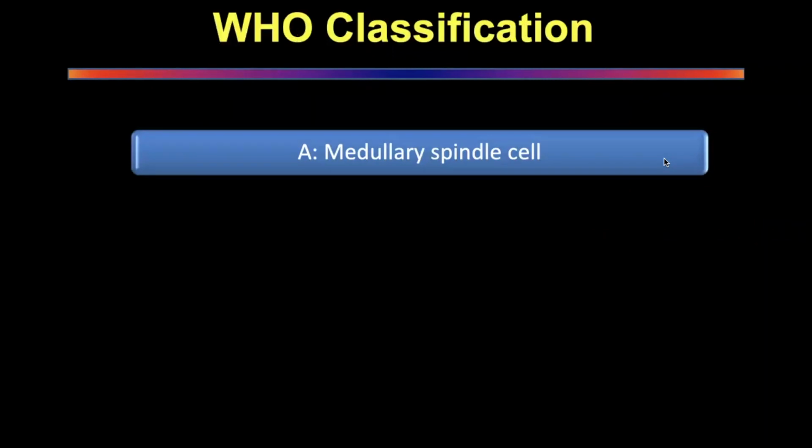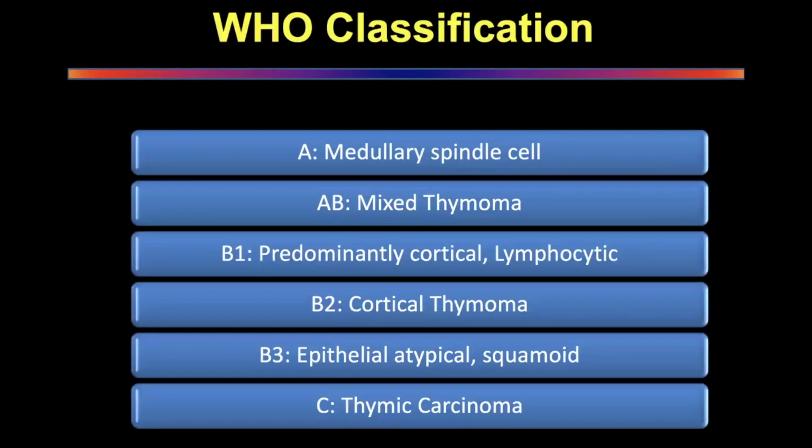WHO has a different classification. This is something which you just have to learn, and we'll talk about it in more detail later on. But A, AB, B1, B2, B3, and C. So this is a WHO classification, and I won't talk about this more because I want you to understand the concepts of management. So let's leave this for the minute.